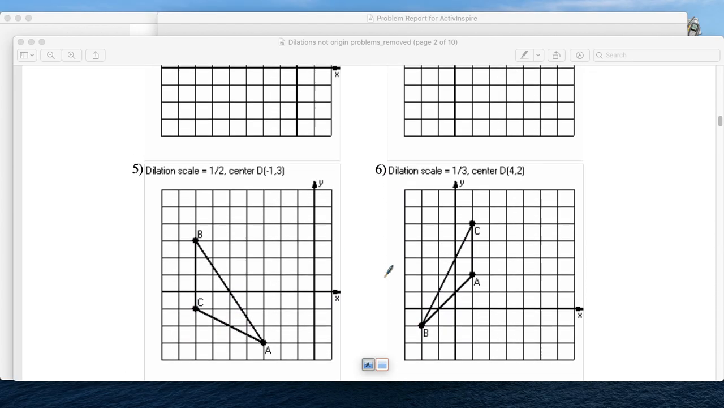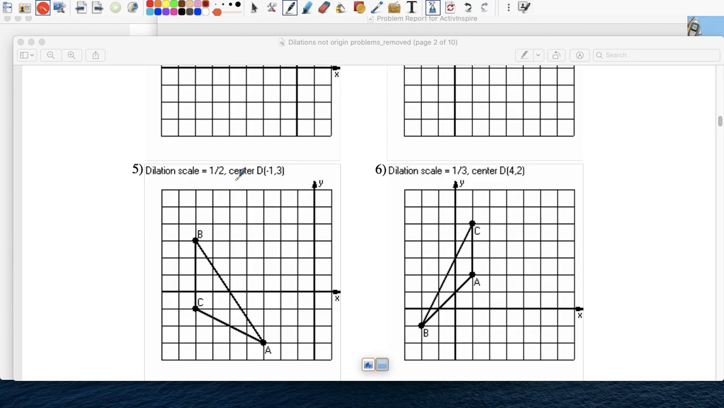Okay. Last 2. Scale factor of a half. What happens if the scale factor is a half? Well, it's going to get smaller. By how much? By half. Where's my center? Center is (negative 1, 3). So negative 1 to the left and 3 up. So here's my center.